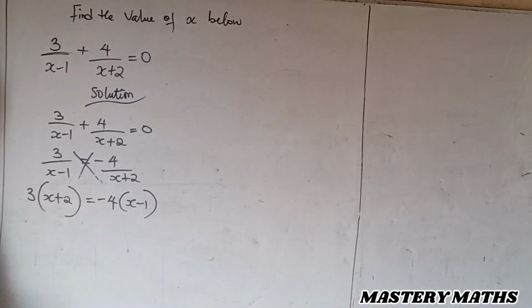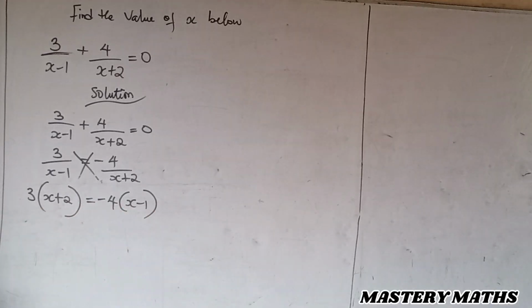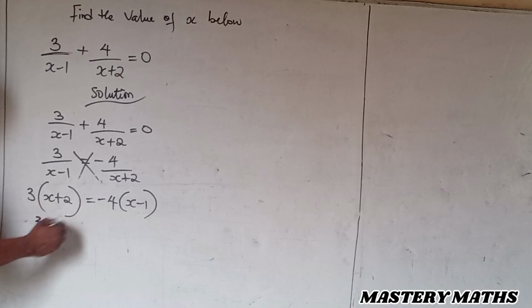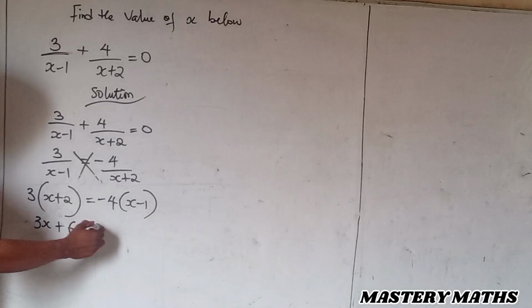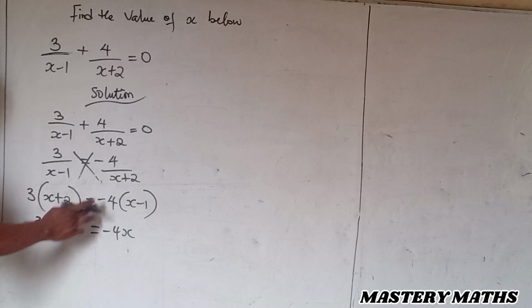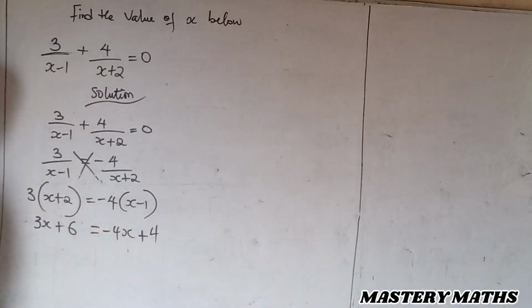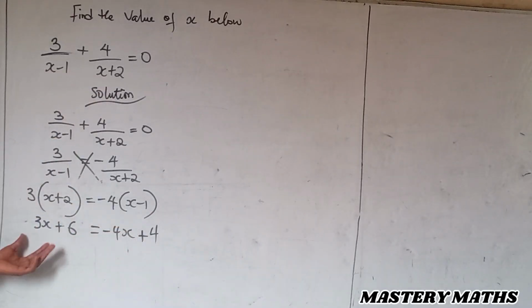Now what should be the next thing? We need to open our bracket. In opening the bracket, you use the number outside to multiply everything inside the bracket. So it will be 3 times x, 3x, plus 3 times 2 is 6, equal to minus 4 times x gives us minus 4x, minus times minus is plus, 4 times 1 is 4. So having done this, you watch.